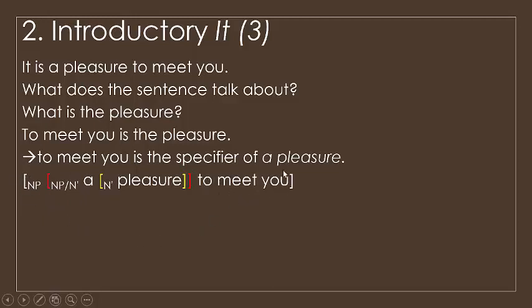To meet you is a specifier. So we have an NP over here. This is a specifier, and we have the intermediate N bar over here, a pleasure. This one is in fact also a noun phrase, but because we have another specifier, we can treat this as an N bar with a specifier and pleasure as the head. It doesn't have a complement.